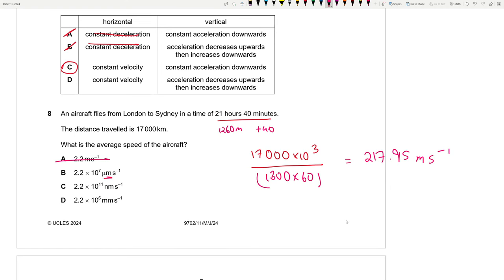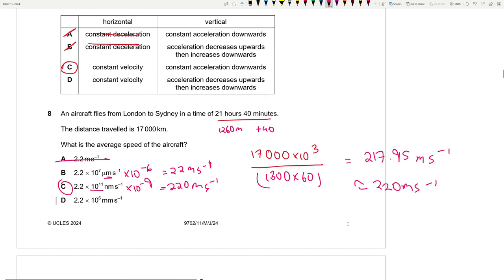So this is micrometer. If you want to convert it to meters, what do you need to do? Into 10 to the power minus 6. So 2.2 into 10 to the power 7 into 10 to the power minus 6 gives you a value of 22 meters per second. Still wrong. Let's try this. Nano, that's 10 to the power minus 9. So 2.2 into 10 to the power 11 into 10 to the power minus 9 is 220 meters per second. And yeah, this is approximately 220 meters per second. So we're gonna go with C. 8 is C. That's correct.